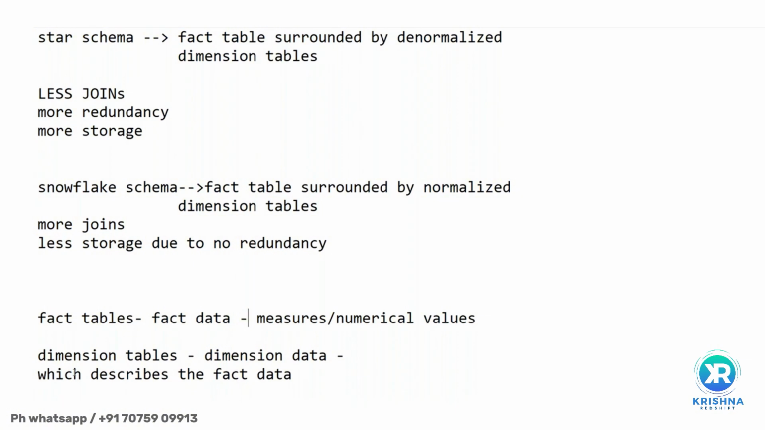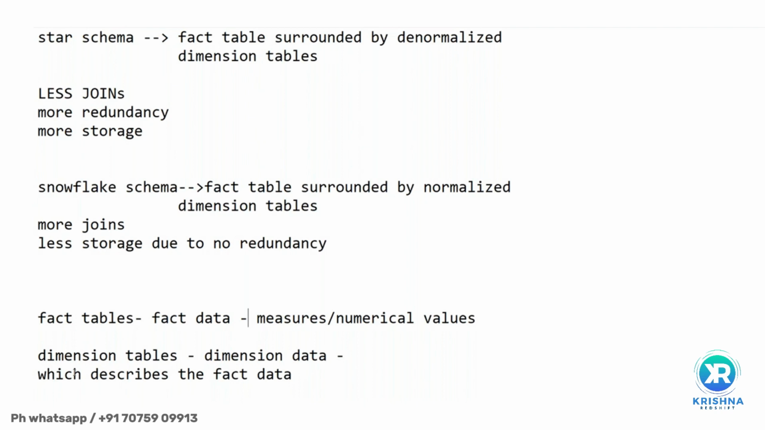Similarly, in dimension tables, for example, the same Colgate: brand, color, manufacturer. All these things will come under item price, item manufacturer or item brand, color. So these things will come under the dimension table.